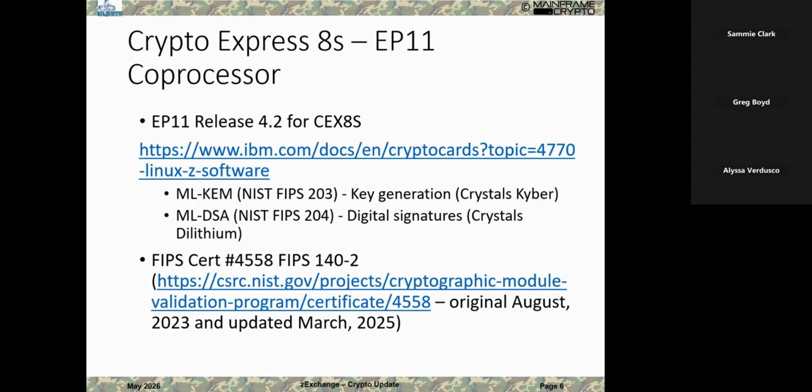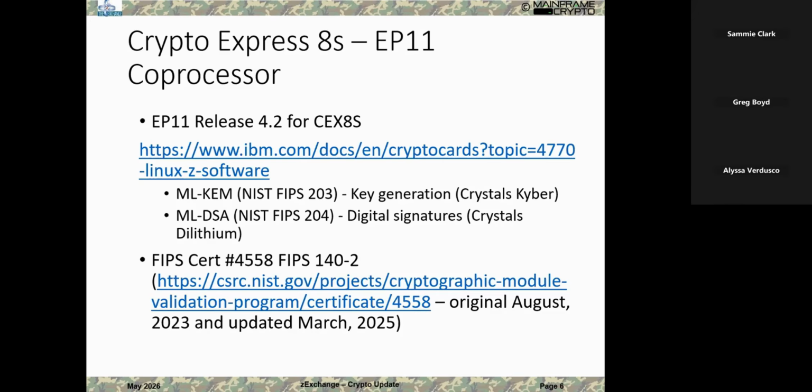Do you know if CCA v8.4 will be supported on a Crypto Express 8S card installed in a Z16? That is a great question, and I'm not sure of the answer, so I don't think I'm going to try and answer it here. But if you will send me a note, Sammy, I will research that. I sure will, and we'll get back to you on that. I suspect the answer is yes, but I should verify that before we go any farther. Perfect. Thank you, Greg.